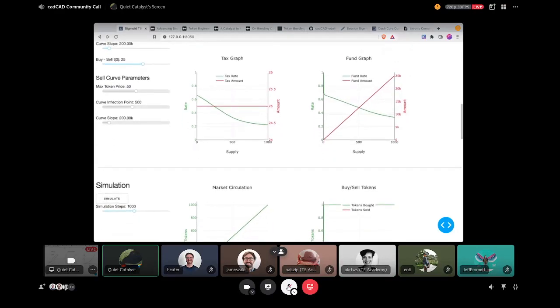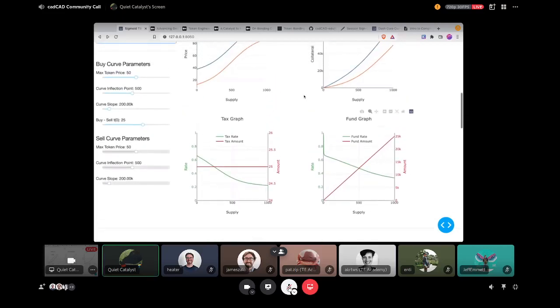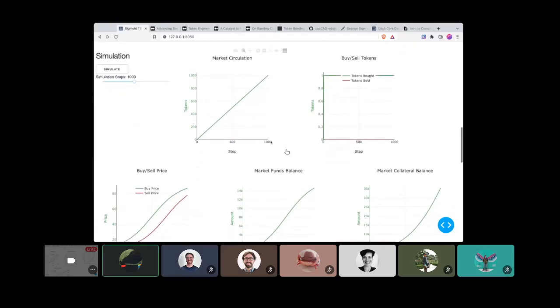One of the aspects, I can't remember if I made this point or not, but I think this is useful. When we do this mapping and define what the curve looks like, we're doing it against the supply. When we do the simulation, we're simulating effectively over time. The x-axis is labeled as a step, but each step is a time increment.